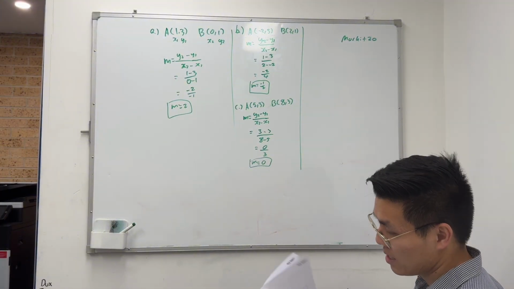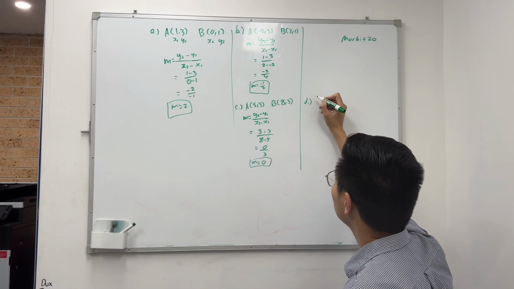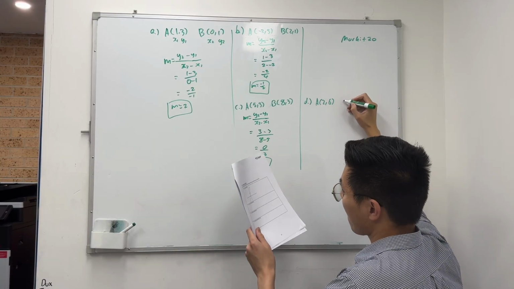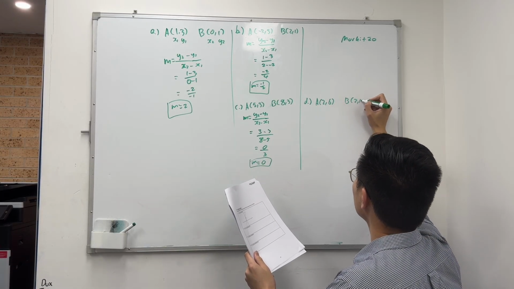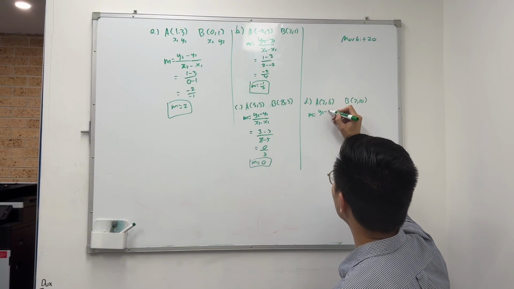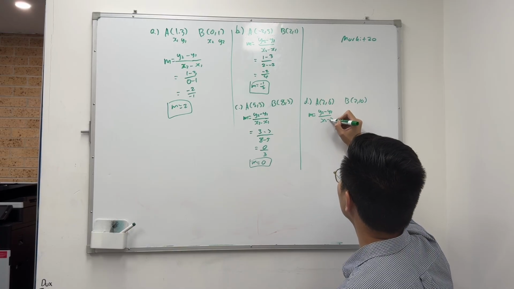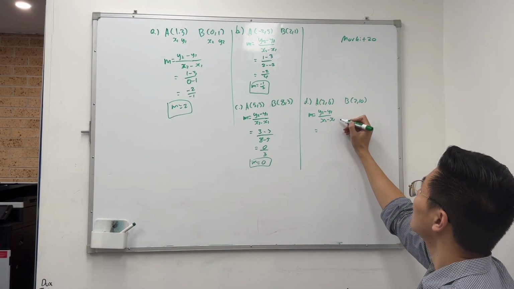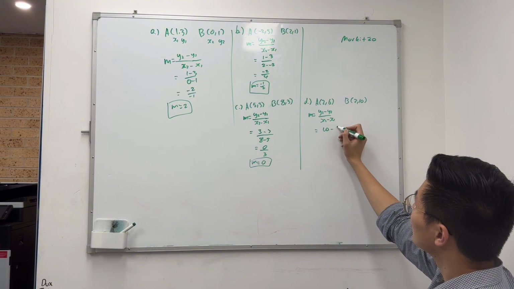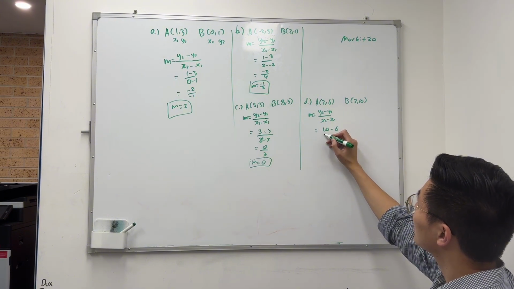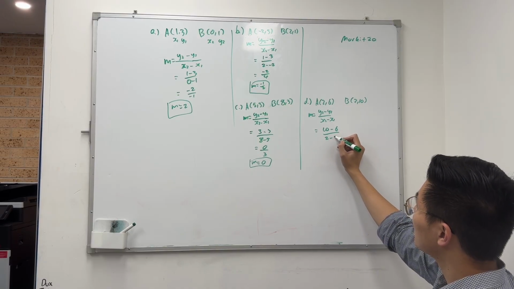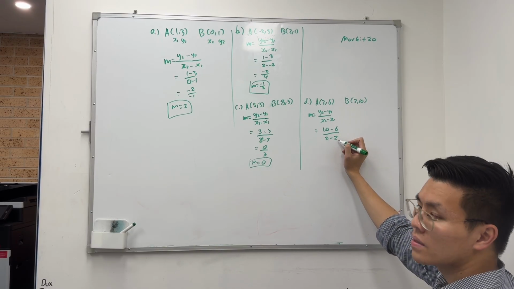Last one. Tell me what to write. Okay, so formula. 10 minus 6. 2 minus 3.